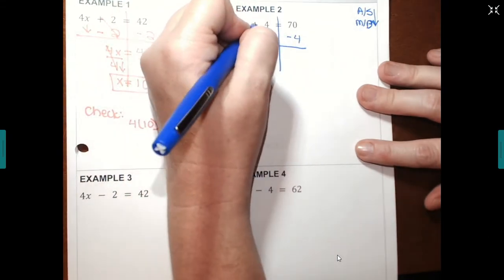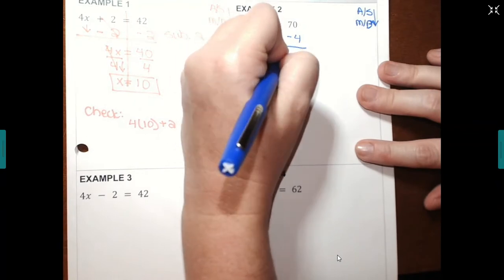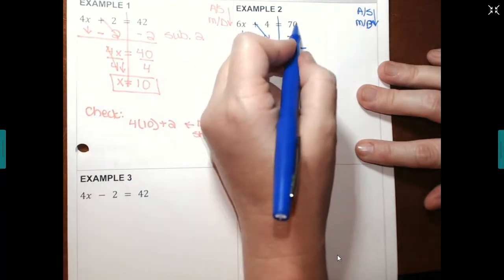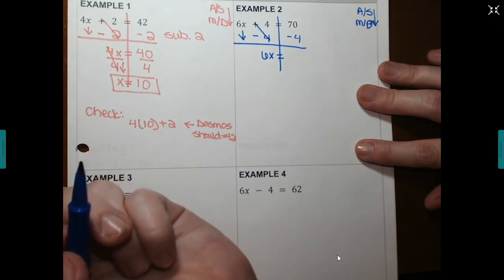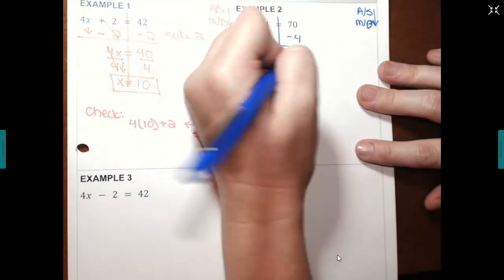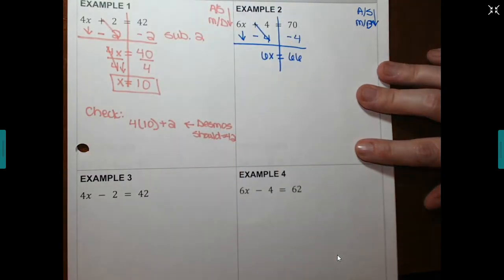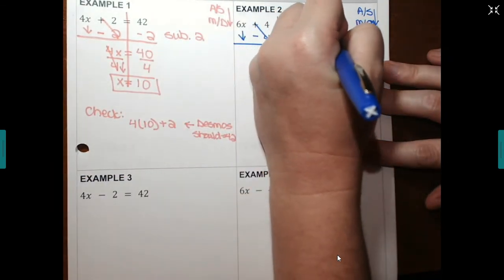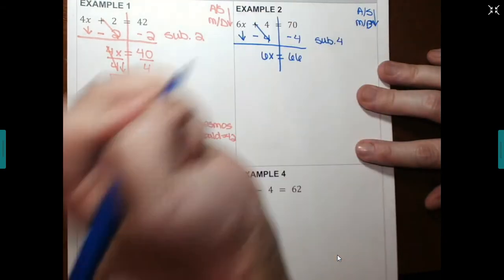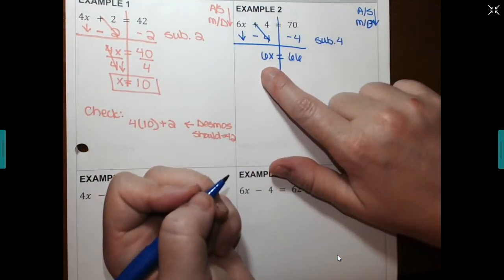So these guys cancel out. Our 6x comes down. And then 70 minus 4, that's a great moment for Desmos in your life, or you're lucky, I'm going to tell you, it's 66. So our first step here was to subtract 4 from both sides. So now I have, remember, this is 6 times x.